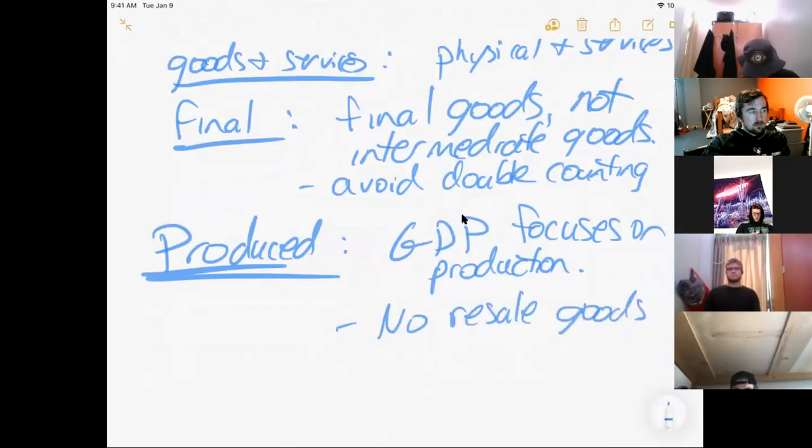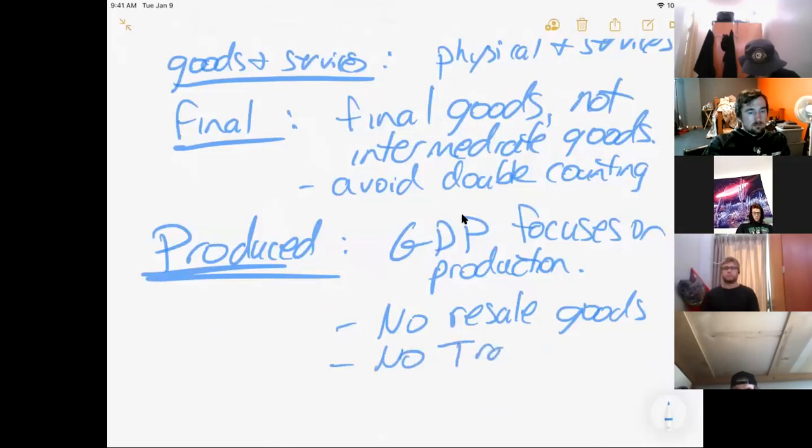goods that you resell, not included in GDP. If I start selling part of my record collection, that is not going to get included in GDP. Why? Because when those records were produced, they were included in GDP, but they're not going to be included again when I resell them. So we don't want to have any sort of resale goods.